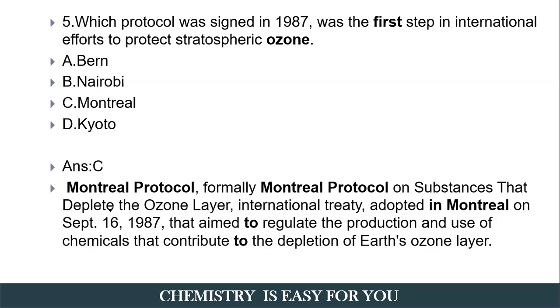It is an international treaty adopted in Montreal on September 16, 1987. The main aim of this protocol is to regulate the production and use of chemicals that contribute to the depletion of Earth's ozone layer. Many different steps and strategies were formed as part of the Montreal Protocol, aimed at decreasing the destruction of Earth's ozone layer. So that's about the protocol.